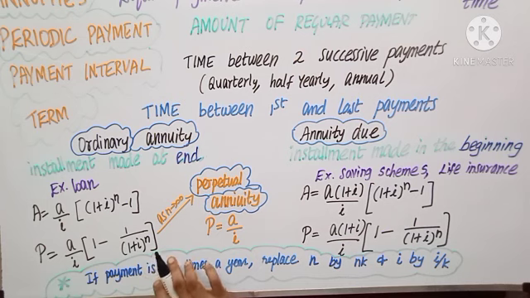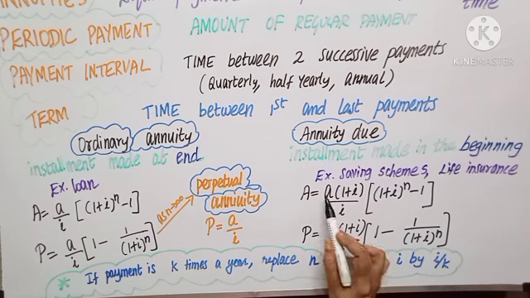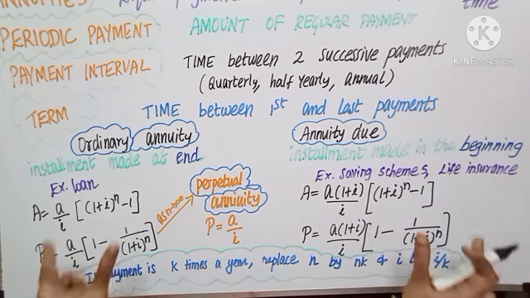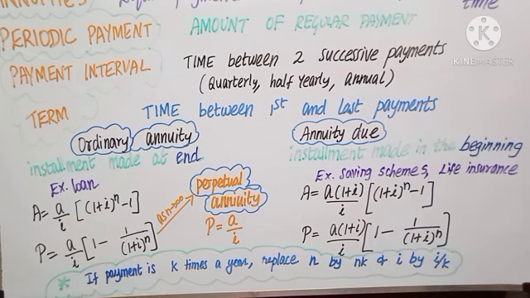The same formula, how shall I change if it is annuity due? The same thing we do because it is paid at the beginning. We will include 1 plus I extra in the formula. Here it is A by I, whereas here A by I into 1 plus I. The bracket, there is no change. It is the same in both formulas. In amount, it is 1 plus I power n, whereas in present value, it is 1 minus 1 by 1 plus I power n.